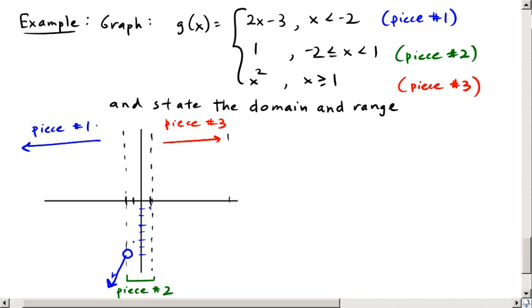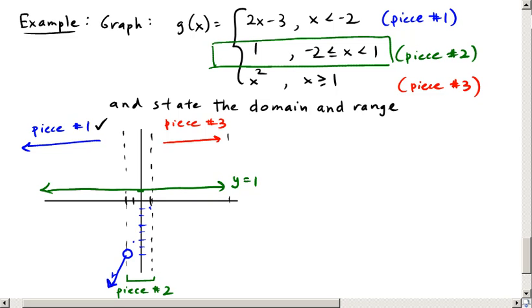Now we're moving on to piece number 2, which is going to be y equals 1, but again we're only going to go from negative 2 to 1. So we're going to include negative 2, but we're not going to include 1. And so when we're done, that's what we're going to end up with, and piece 2 is now finished.